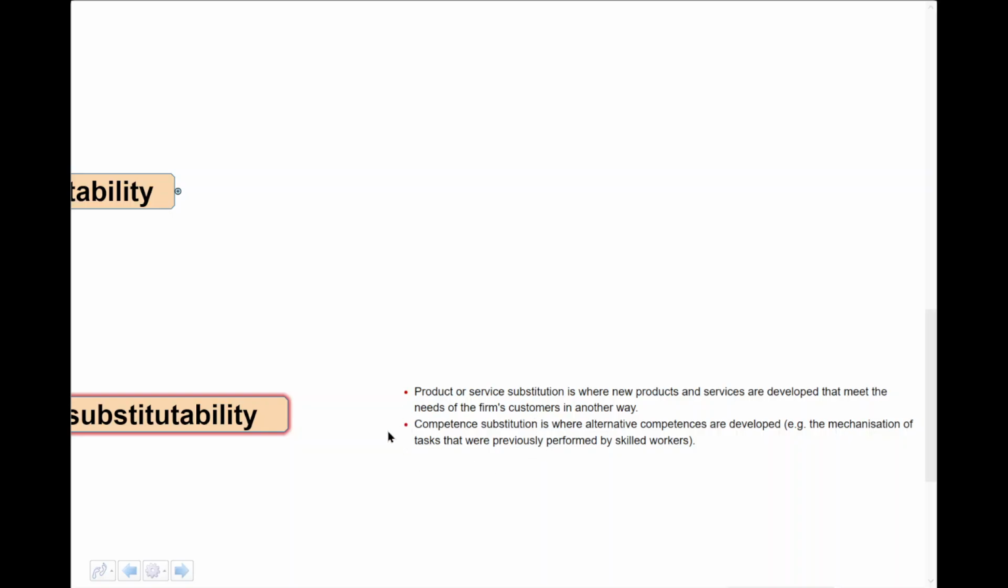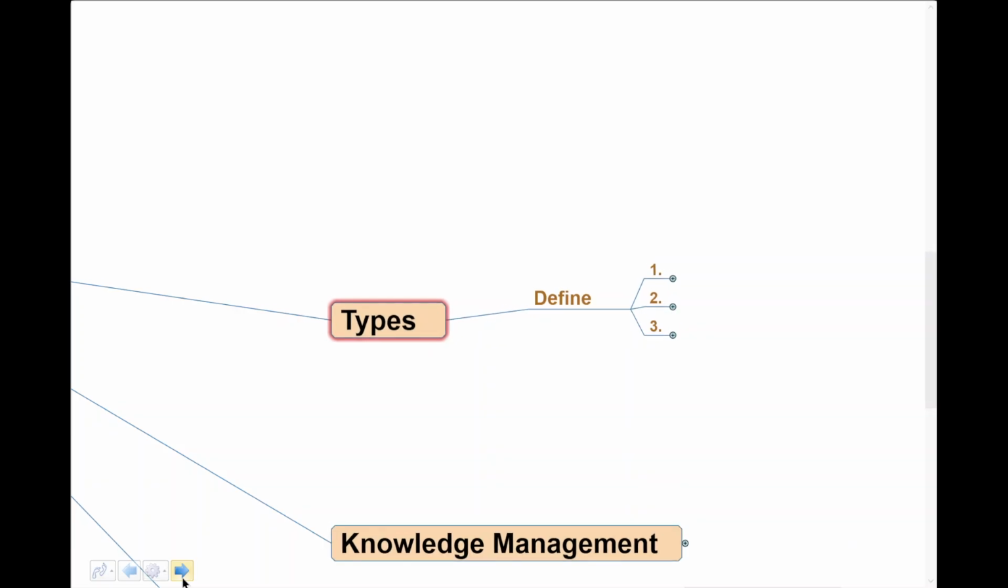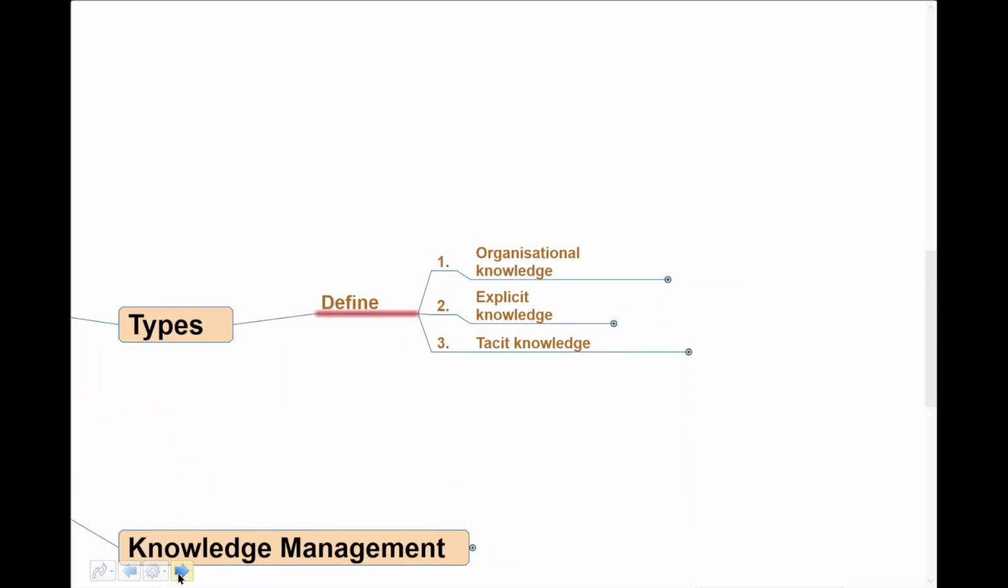Next one is competence substitution, where alternative competencies are developed. For example, the mechanism of tasks that were previously manual or performed by skilled workers. So there's a problem there. Is that something that could happen in relation to our competence? Okay. Let's move on to the next area, knowledge and types of knowledge.